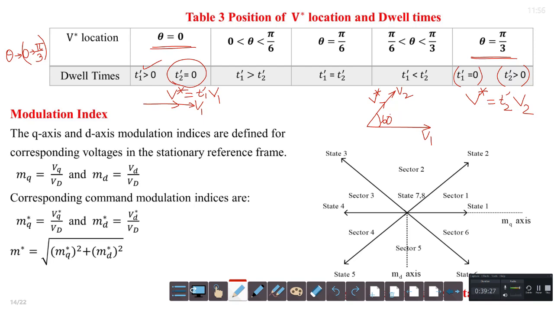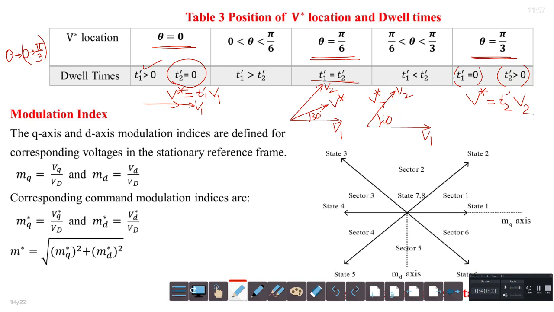Now, let us consider theta is pi by 6. That means V1, V2, and V star is in between, at an angle of 30 degrees. Because it is midway between V1 and V2, it is dividing the angle between V1 and V2. So, we will have T1 dash equal to T2 dash, both will have the same contribution.